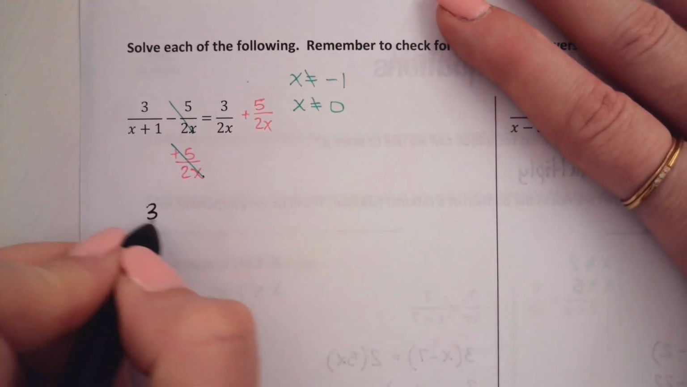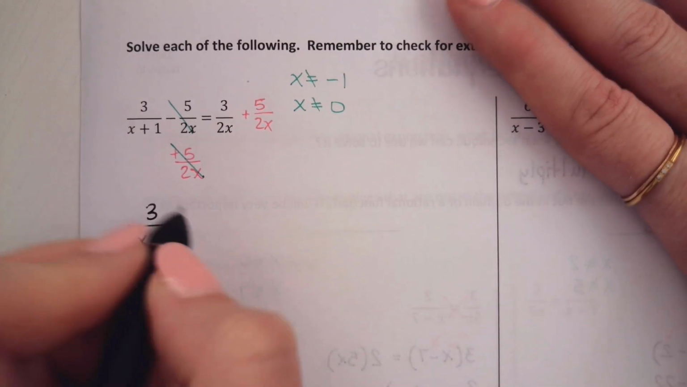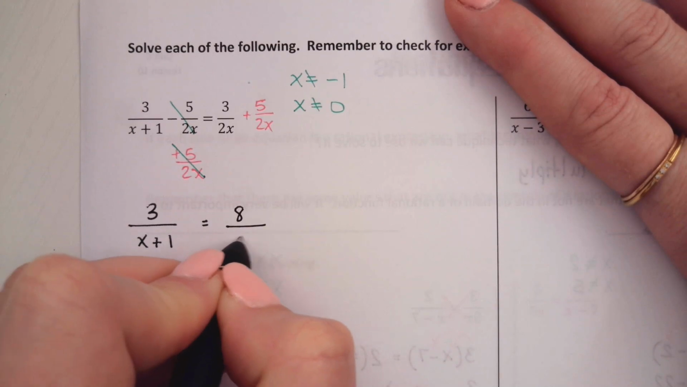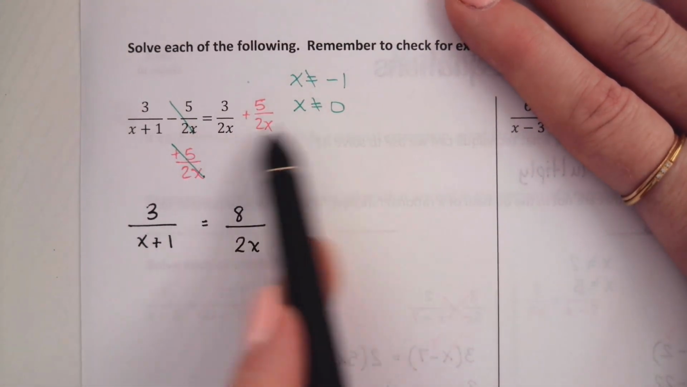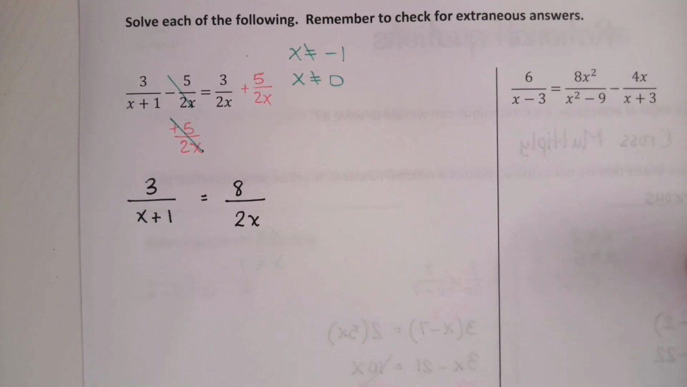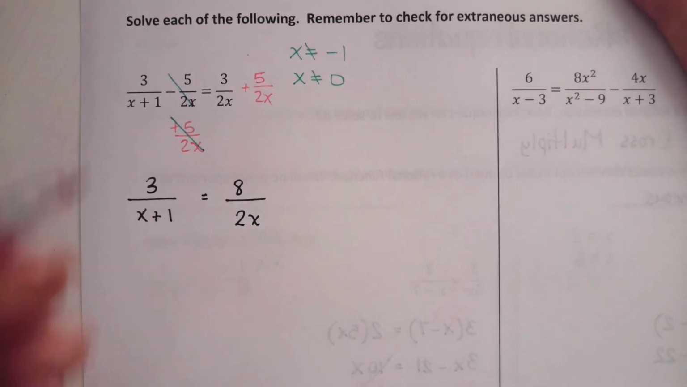So it would give me 3 over x plus 1 equals 8 over 2x, because we only have to add the numerator, so the denominator stays the same. And then it's just like the first 2 that we did on the front. You just have one fraction equals one fraction. If you just have one fraction equals one fraction, how can you solve it? Cross multiply, yeah.